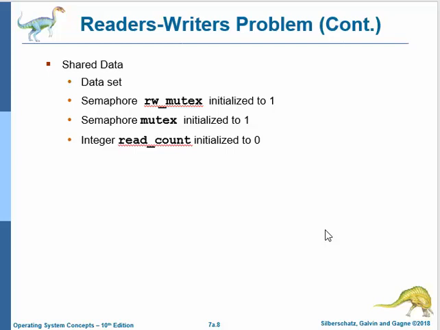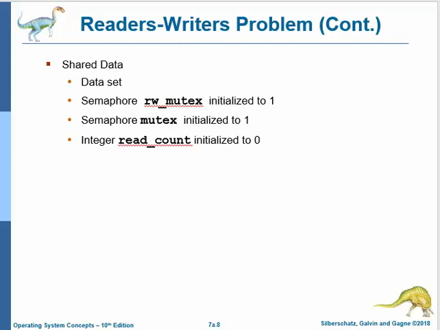So next, we present a solution to the first readers-writers problem. In the first solution, the reader processes share the following data structure. The binary semaphores mutex and read-write mutex, or RW mutex, are initialized to 1. The read count is a counting semaphore initialized to 0. And the semaphore RW mutex is common to both reader and writer processes.